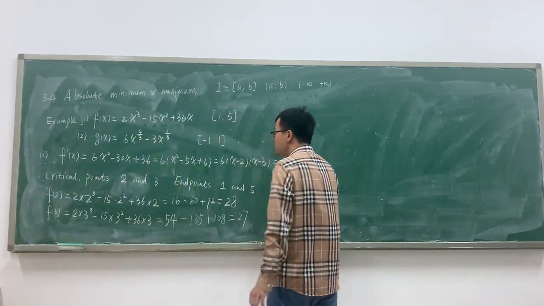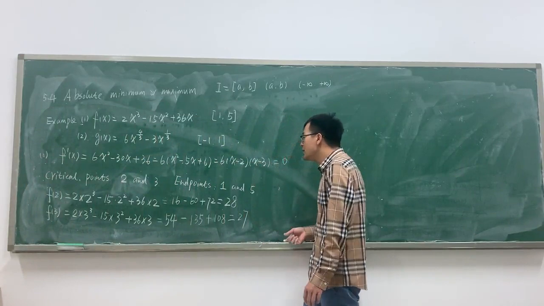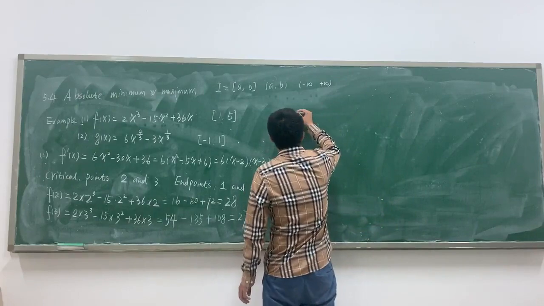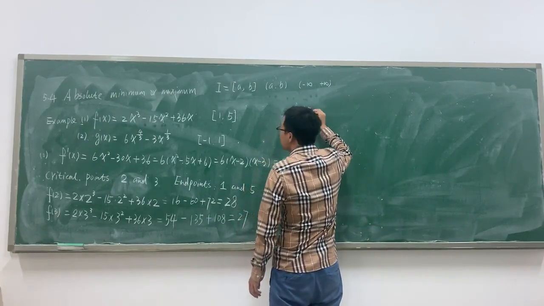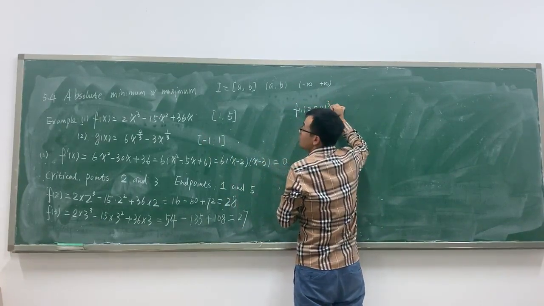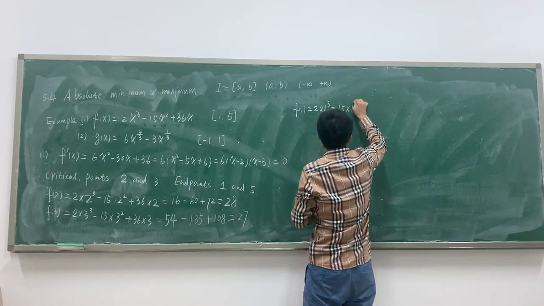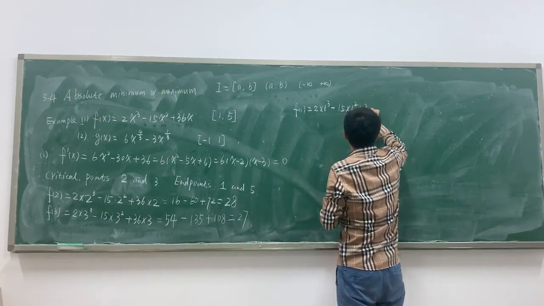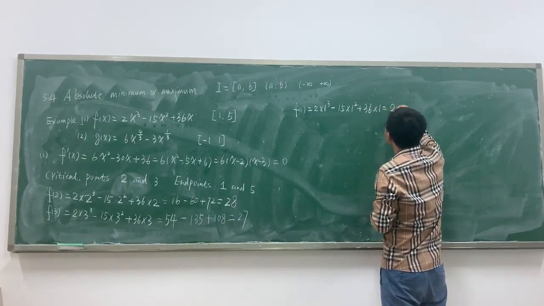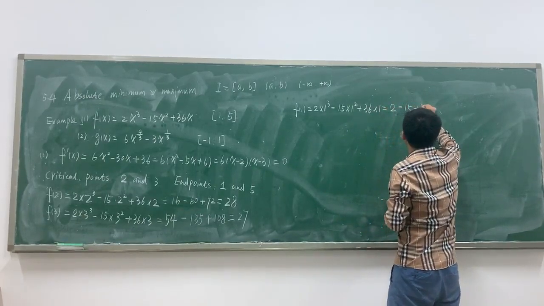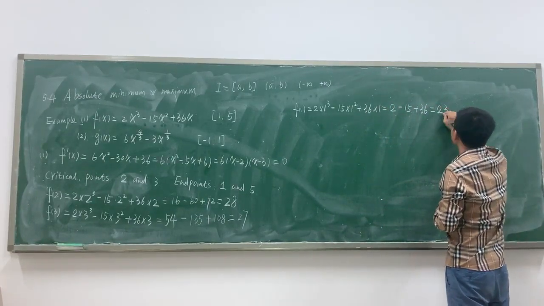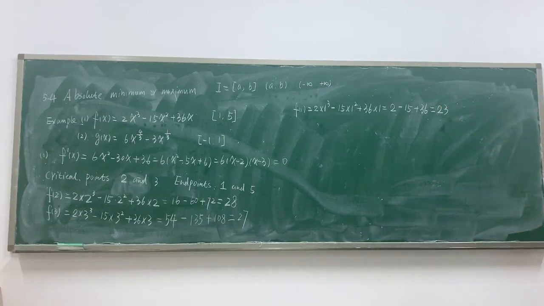So this is evaluated at the critical points, and now we need to evaluate at the endpoints. So F(1) equals 2 times 1 cubed minus 15 times 1 squared plus 36 times 1. So here is 2 minus 15 plus 36, so it is equal to 23.